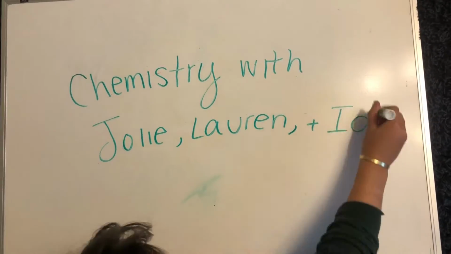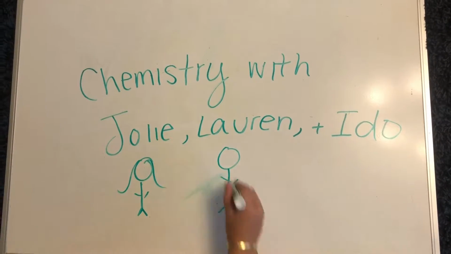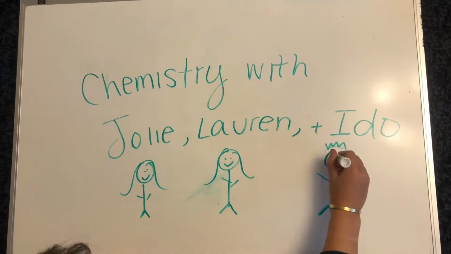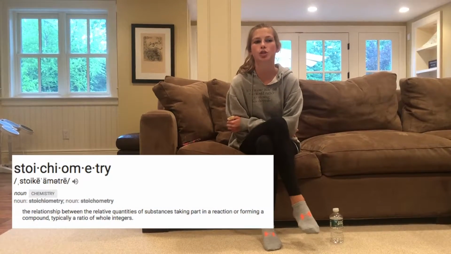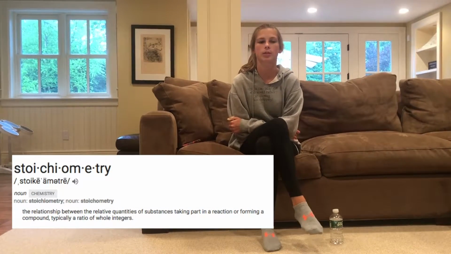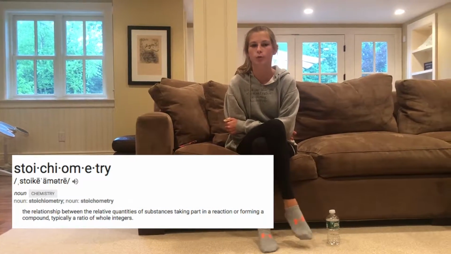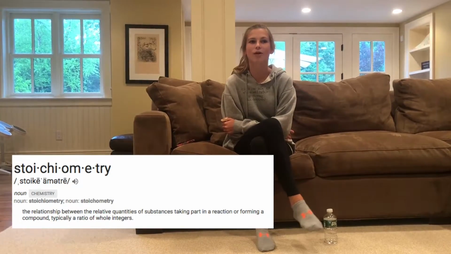Today we will be teaching you about stoichiometry. The breakdown of the word itself is stoichion, meaning element, and metron, meaning to measure. But to start, what even is stoichiometry? Well, Jolie, stoichiometry is defined as the relationship between the relative quantities of substances taking part in a reaction or forming a compound. Typically a ratio of whole integers, but what does that mean?